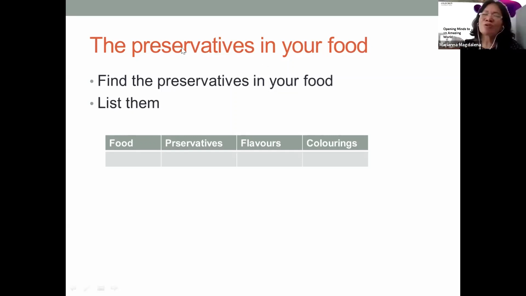And also, this is physical activity for them, not only screen. Because you can ask them now, find around you two or more foods and list the preservatives, the flavors and the colorants that you know in that food, and they write that down. Of course, before that they have to read about some preservatives, flavors and coloring. You can do this in synchronous online learning. They need to do something.